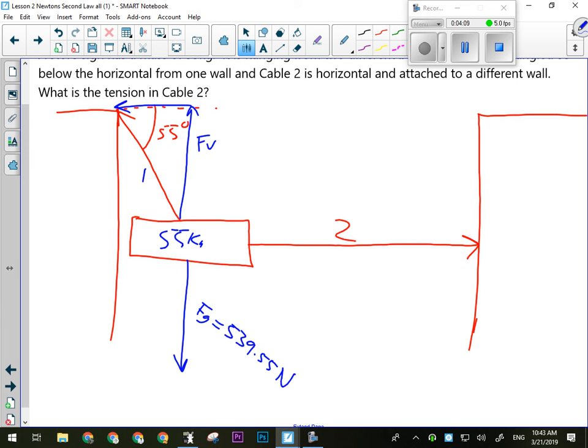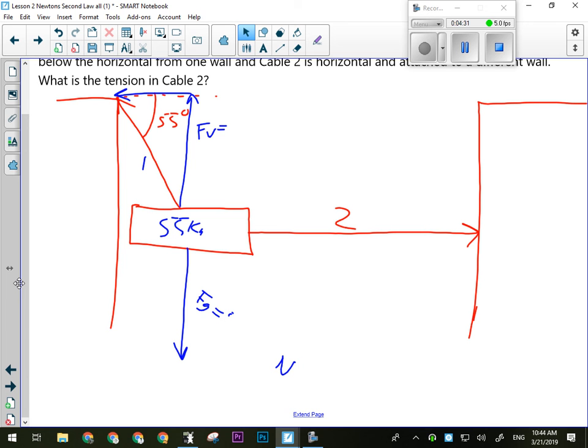So that means this force is also 539.55 newtons. How does that help me? Oh, sorry, is it 35? Sorry, 35. Let's try that again. What is it? 343.35 newtons. How does that help me now that it's right?